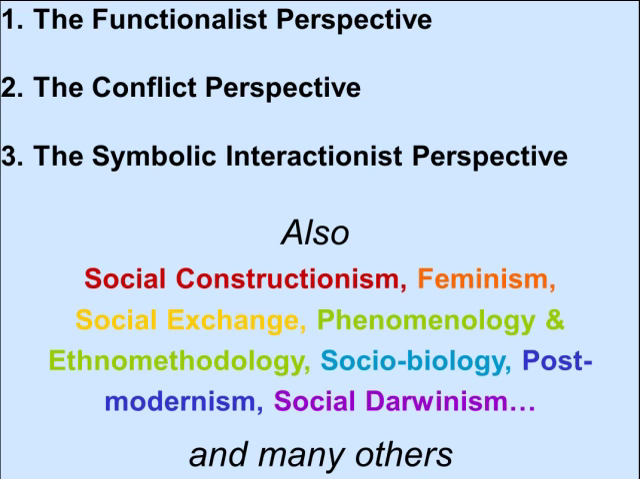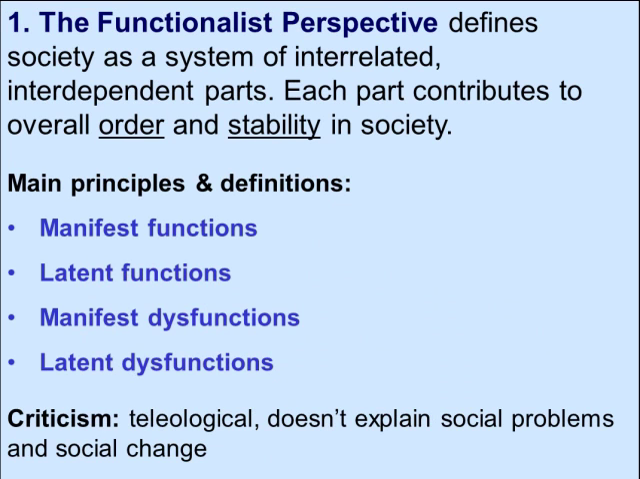The reason they are most commonly used in Introduction to Sociology is because they are quite comprehensive and provide completely different, and sometimes even opposite, views on society. No theory can completely explain everything, so using all 3 will help us study society from different angles. First is the functionalist perspective, which gives us a rather positive and optimistic view of society. It defines society as a system of interrelated and interdependent parts. Each part, in a certain way, contributes to the overall order and stability.